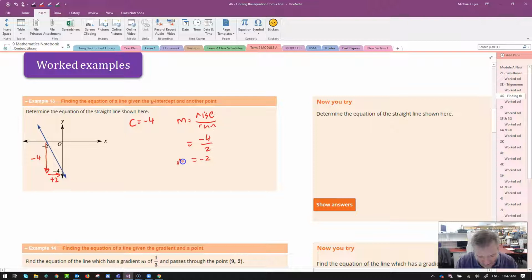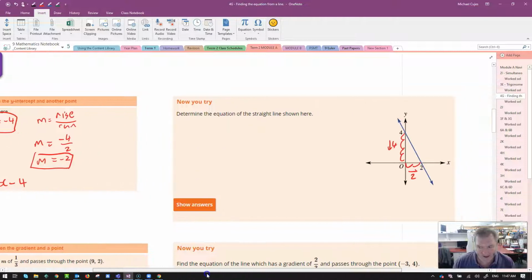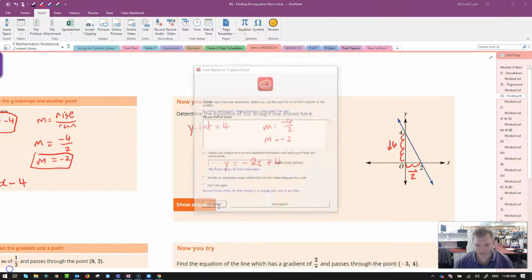Once I've got my y-intercept, my c value, and my gradient value, I can write the equation. The equation of this line is y equals -2x, mx plus c is -4. So rather than writing plus negative, we just write -4. And we're done. It's that easy. There's one for you to try on the right. Pause the video and then come back and see if your answer matches mine.